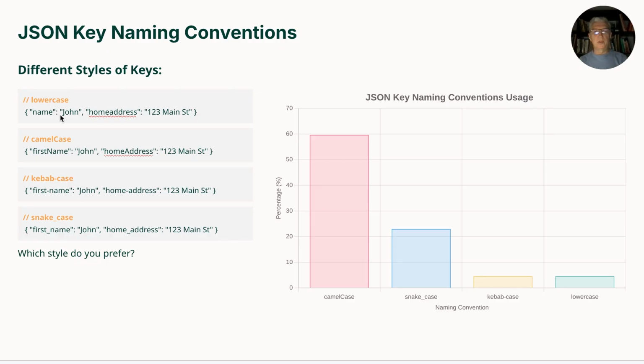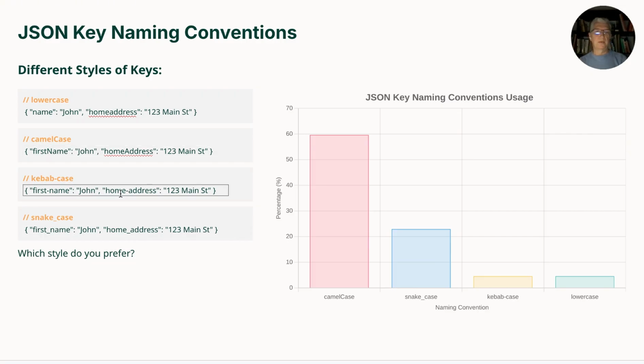There are different styles for naming the keys in JSON. Sometimes you want to use more than one word, for example, home address. In this case, it's called lowercase style. We just combine the two words together, all lowercase. The next style is called camelCase. You start with lowercase, but if you want to append another word, you start it with an uppercase first character. So in this case, it's homeAddress, and it's called camelCase because it can have a hump in the middle of this long word.